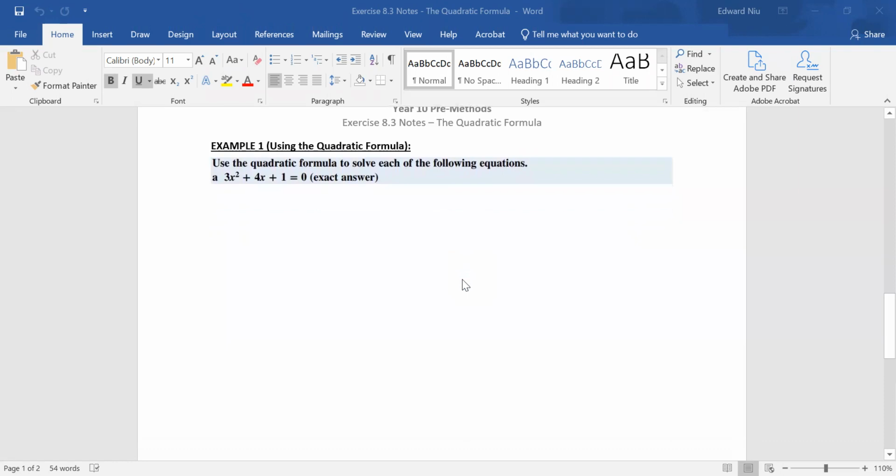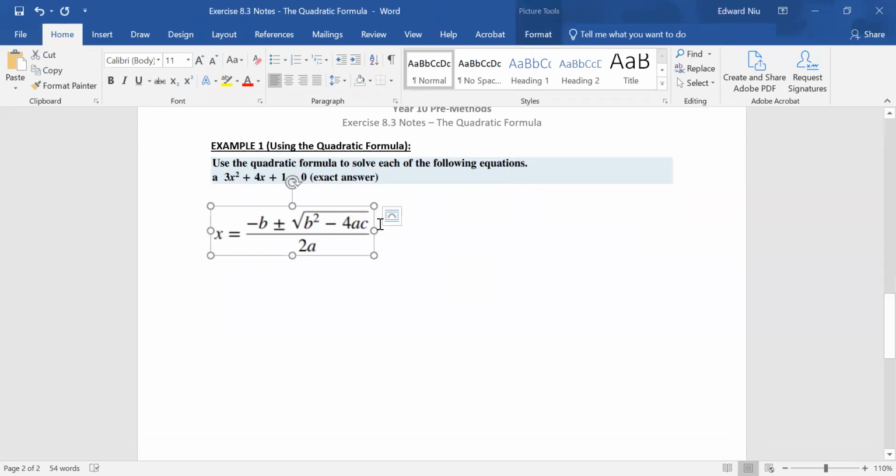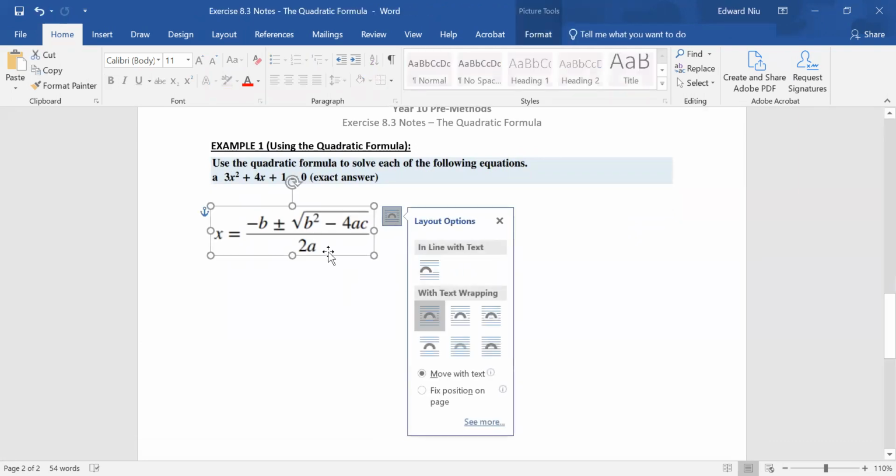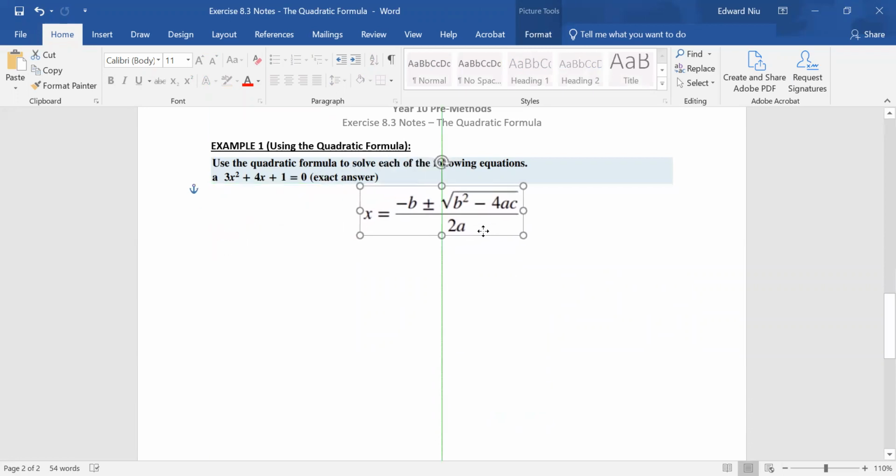Quadratic formula, quadratic equation, tongue twister. Two different things. So example 1 says use the quadratic formula to solve each of the following equations. What you need to do is always write the rule, so write the formula or check in with the formula, which we have here. We'll move that front and center. And remember, we've got to do this twice, which means we're going to have a plus and a minus.